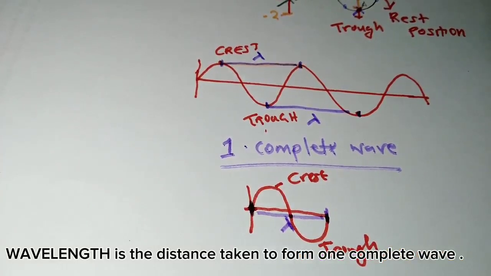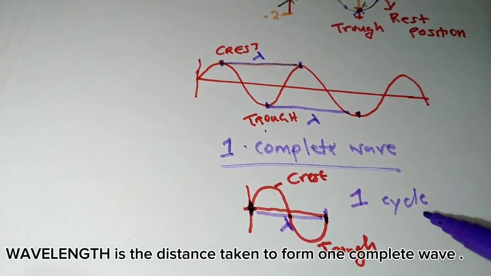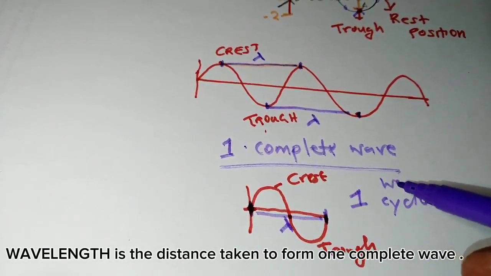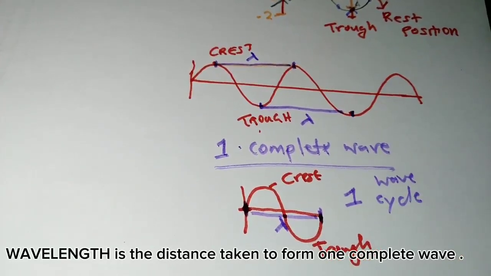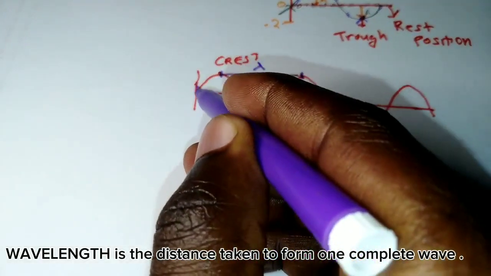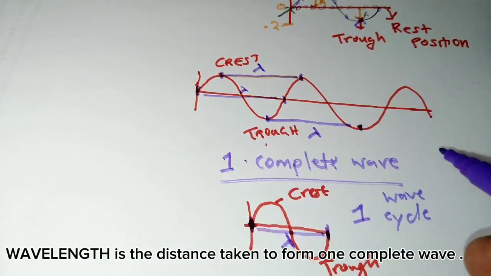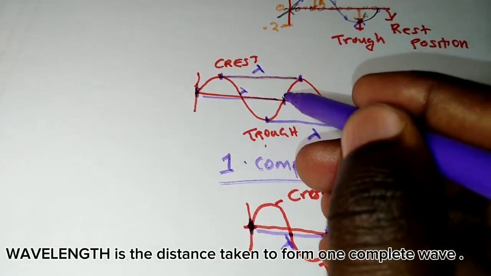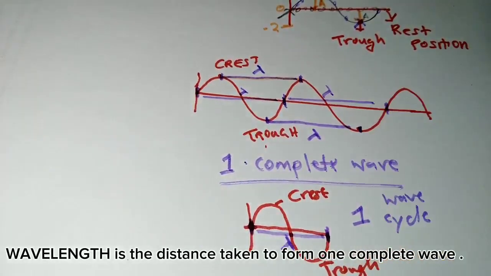Here in this diagram you can see we call this one cycle, one wave. So one cycle gives us the wavelength. From here to here is a cycle, so the distance you measure here is the wavelength. Again, from here to here, that's another cycle, and the distance you measure is the wavelength.